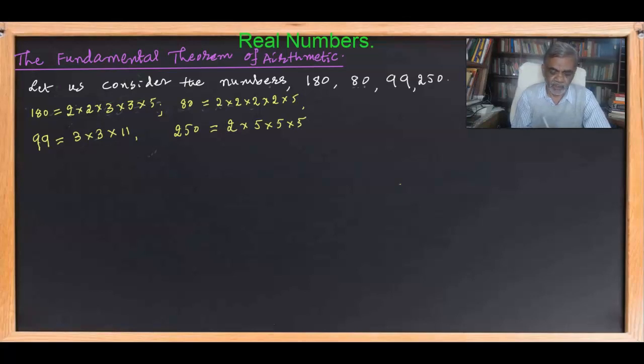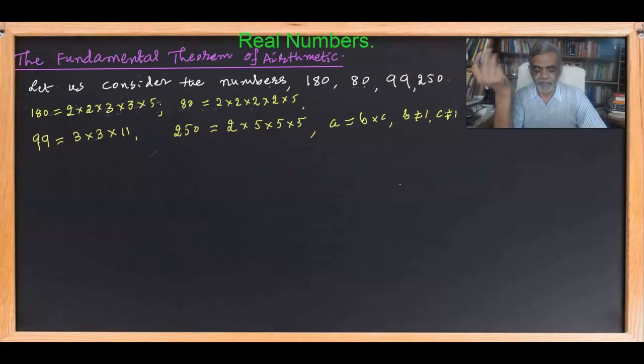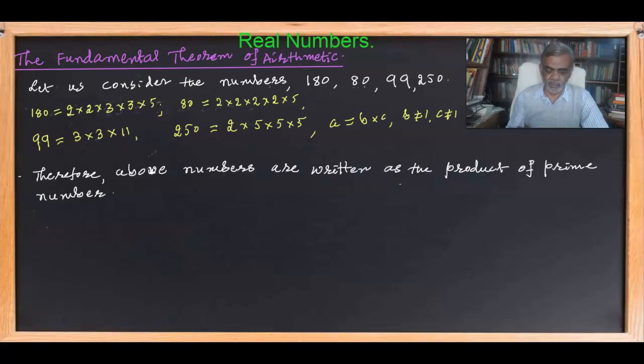Now we can say these 180, 80, 99 and 250 are all composite numbers. Composite number means a number A can be written as B into C, where B is not equal to 1 and C is not equal to 1. Such numbers are called composite numbers. Therefore, the above numbers are written as the product of prime numbers.